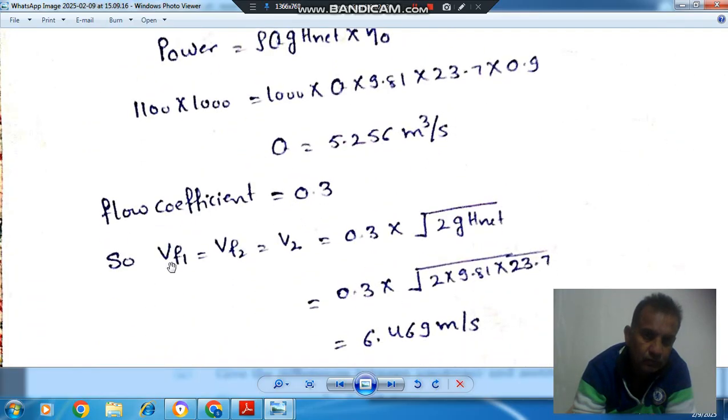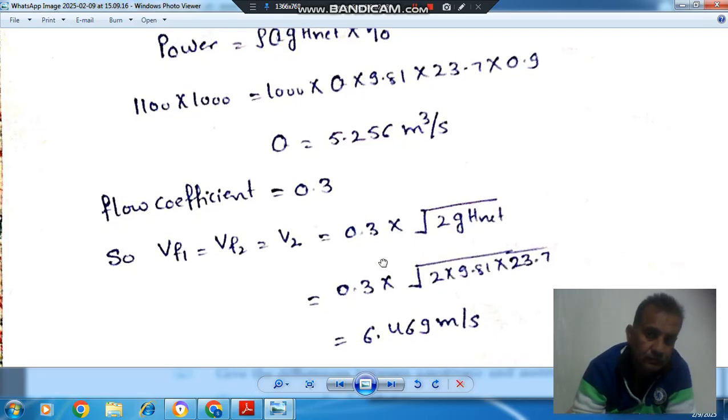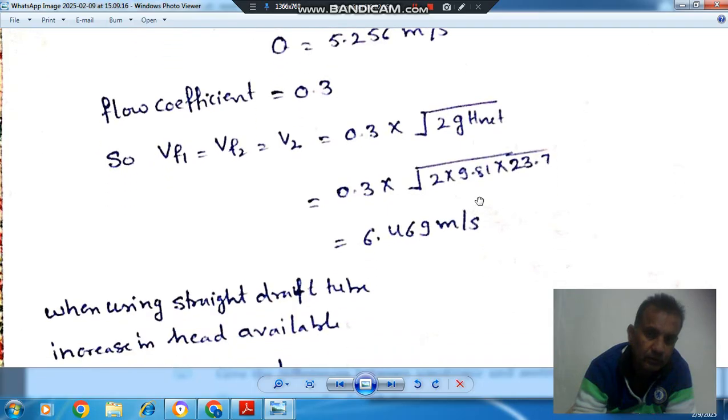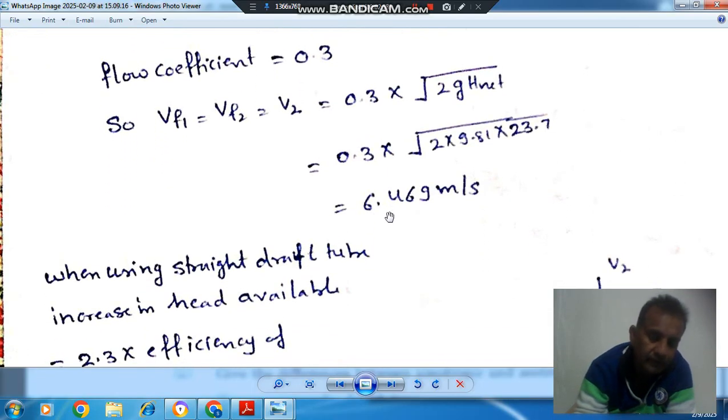So from the flow coefficient we can find out flow velocity, which is constant, and in case of Francis turbine, the flow velocity at outlet is equal to absolute velocity. So flow velocity is 0.3 into root 2g H net. So it comes out as 6.469 meter per second. This is the exit velocity of the turbine when there is no draft tube.